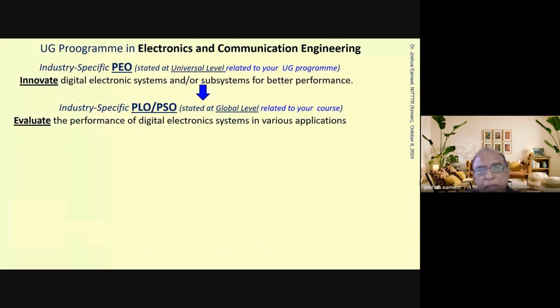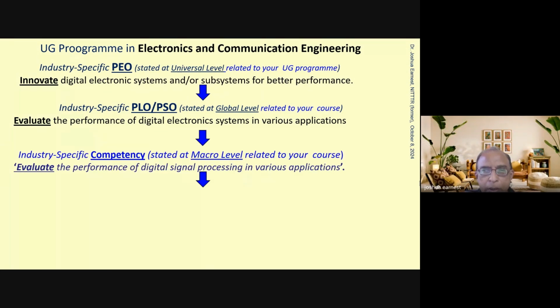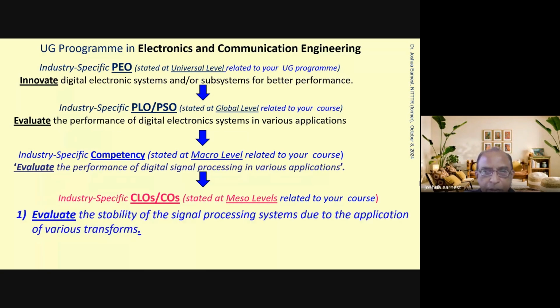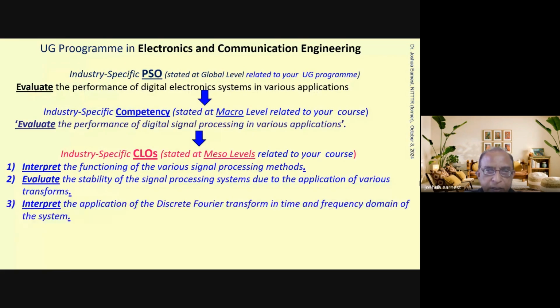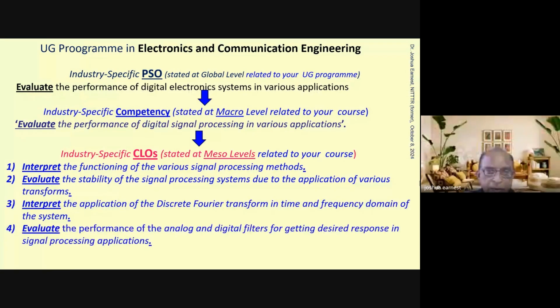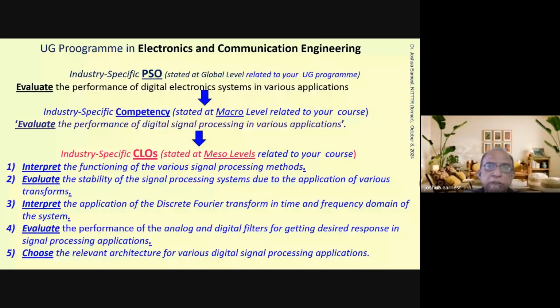We are going from the beginning again. We know it: PSO, PEO, PLO. Then you have the competency. From the competency, you have to derive the COs. Okay. So whatever I've shown you on the Word document, I'm showing you here. This is how it should look.